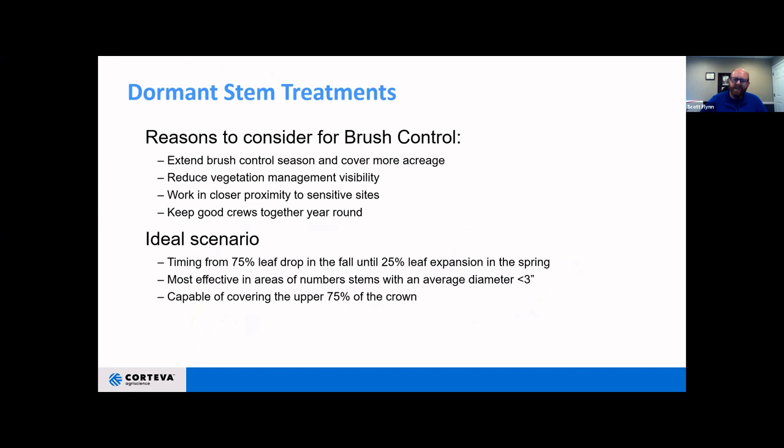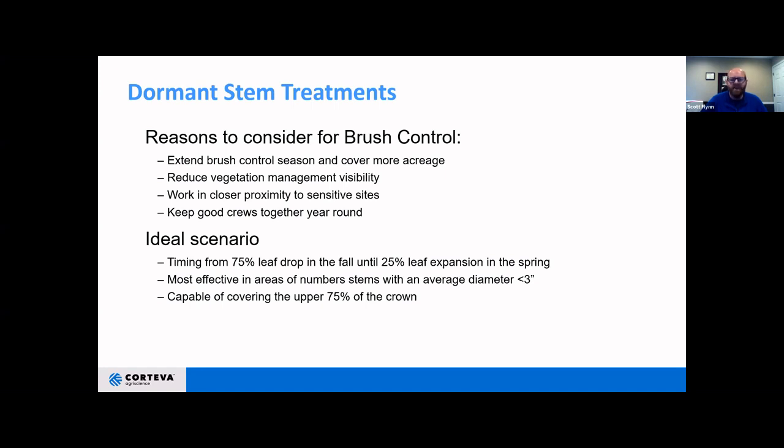It reduces vegetation management visibility. We're not browning out leaves, we're treating the stem so that they don't actually come back out. It gives us the opportunity to also work in closer proximity to sensitive areas. And again, it comes back to keeping that good crew together. So the ideal scenario on timing for this type of application is when 75% of the leaves have dropped off the tree until we have 75% leaf expansion in the spring. And the whole goal is to make contact with the stem and not the leaves. So that's the timing on this.